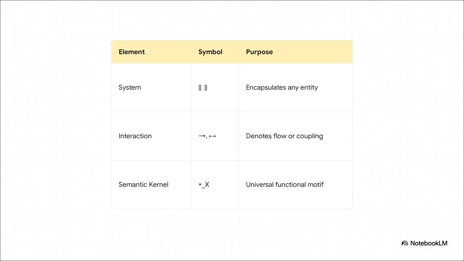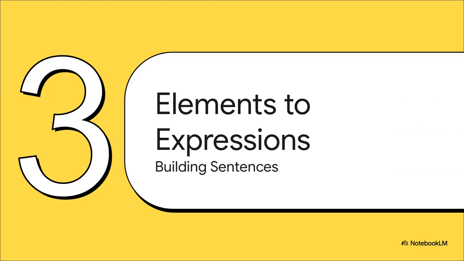Now, what's so cool about this, when you look at the table, is just how simple it is. A system is just whatever we decide to put inside these double brackets. An interaction is shown with an arrow, right? It's showing flow or connection. And the semantic kernel, and you got to remember this one, is a universal function marked with this little diamond symbol. That's it. This is the basic grammar we're going to use to build everything else. So, with those building blocks in place, we can start moving from just simple elements to really meaningful expressions. We can start constructing sentences that actually describe how the world works. Let's see how we can start building with them.